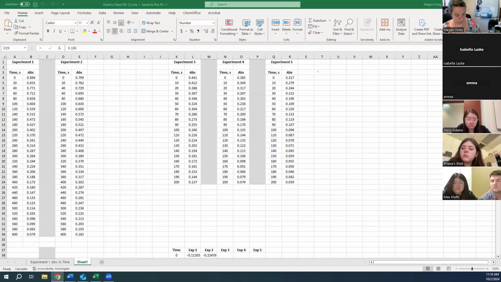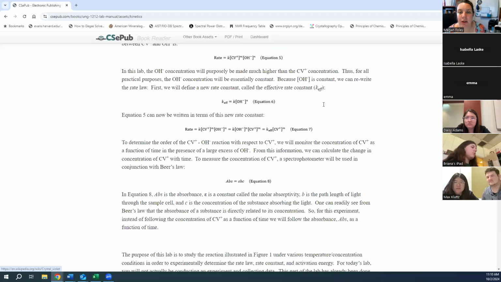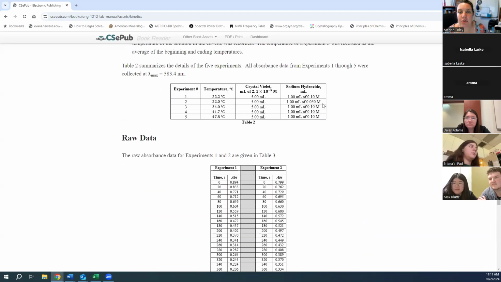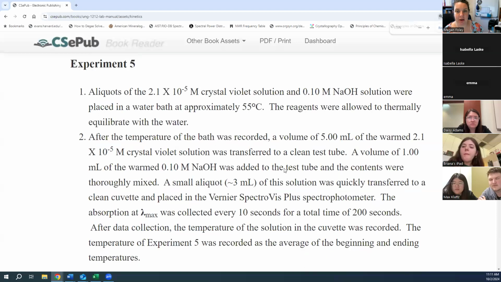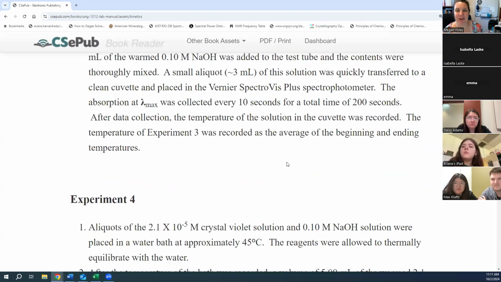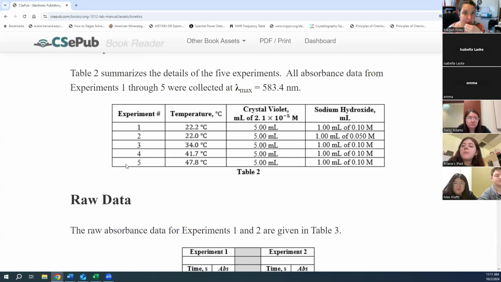So I'm just gonna real quick open up CSE Pub to show you what the actual experimental conditions were. And this is actual data that someone took. Right in here, you can see a table with all the experimental conditions. So for experiments 1 through 5, we can see 1 and 2 are approximately the same temperature, but we have different concentrations of sodium hydroxide. And then experiments 1, 3, 4, and 5, we see we're increasing temperature.